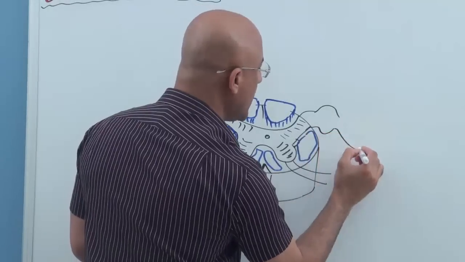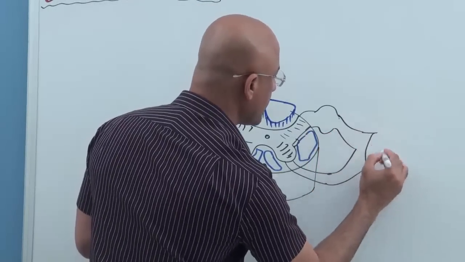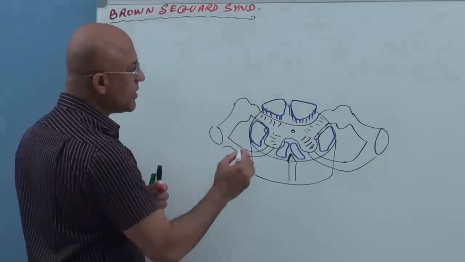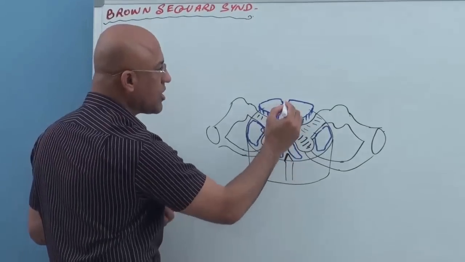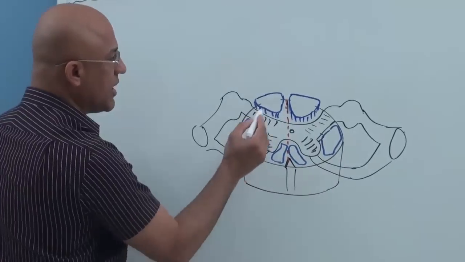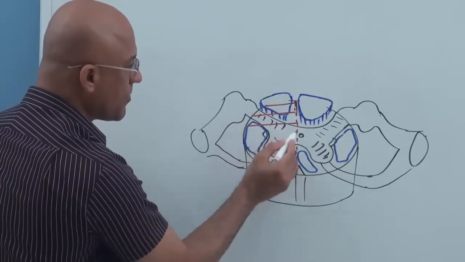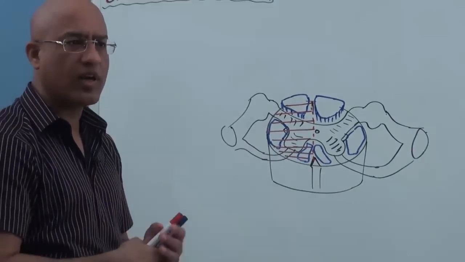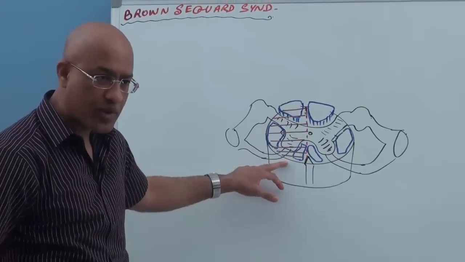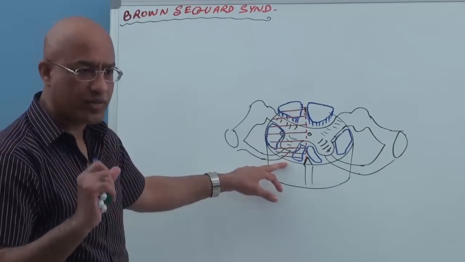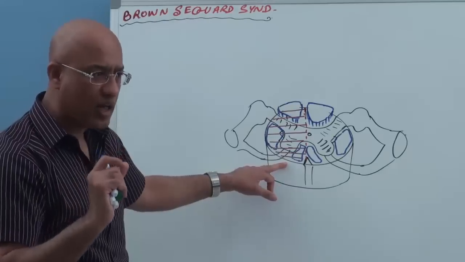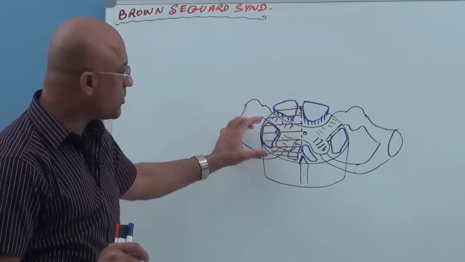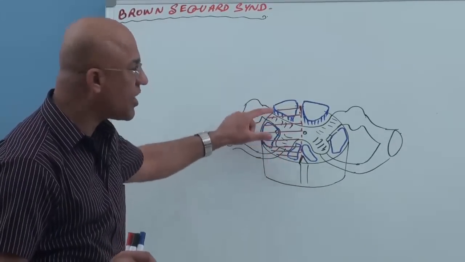Now, what really happens in Brown-Sequard syndrome is that there is damage to half of the spinal cord, a hemisection. Let's suppose damage in this area, right? Why should such damage occur? A classical example is a stab wound, or there can be an injury by a bullet, or a dart or kick, or any type of fracture in the vertebral spine, a dislocated fracture, which damages half of the spinal cord.